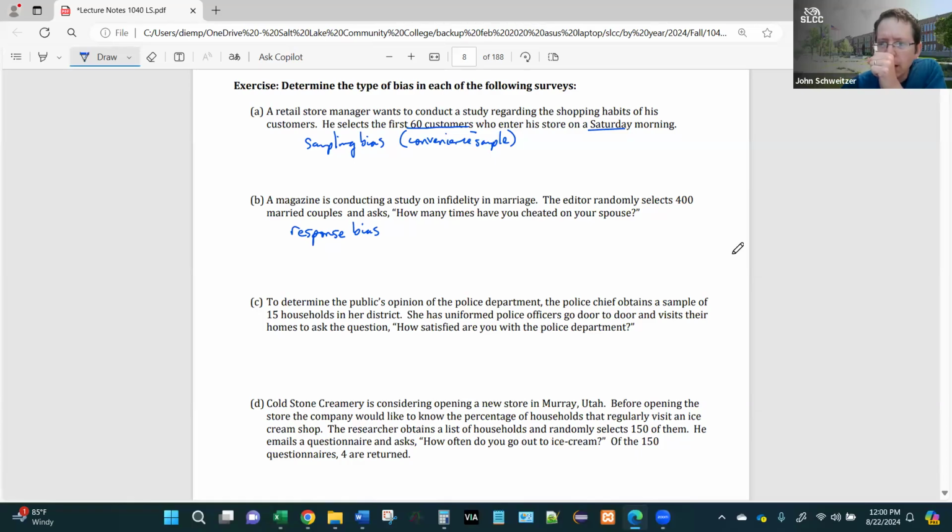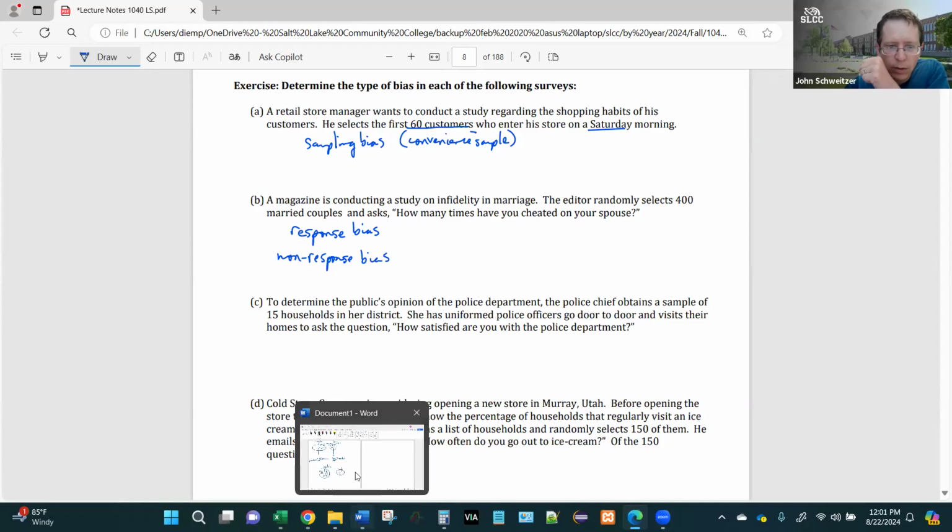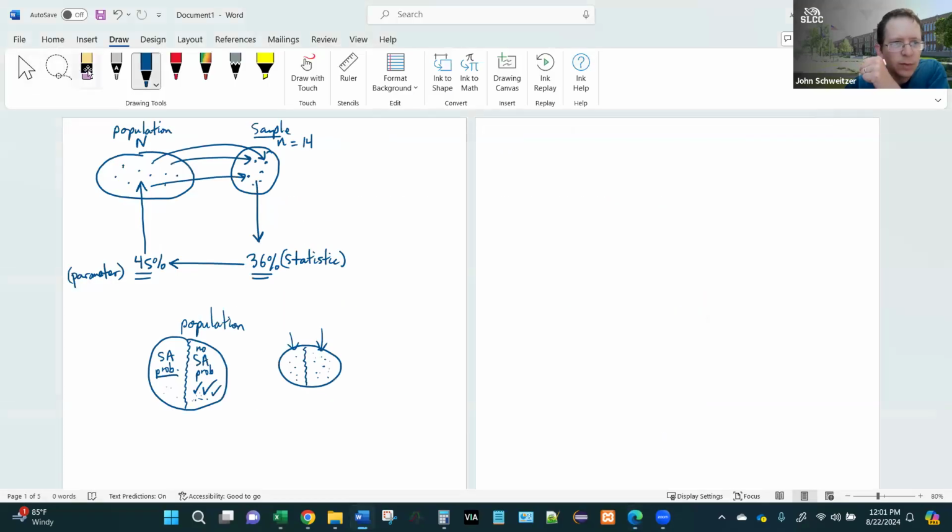For B, it's both response bias and probably, anybody say non-response bias here? I'm not seeing any. Oh, okay, yeah, I think Brock is saying that that's also a non-response bias. So yeah, it's just like what we were saying with the example over here with the substance abuse problems. Let's say instead of substance abuse, we have infidelity in marriage, right?